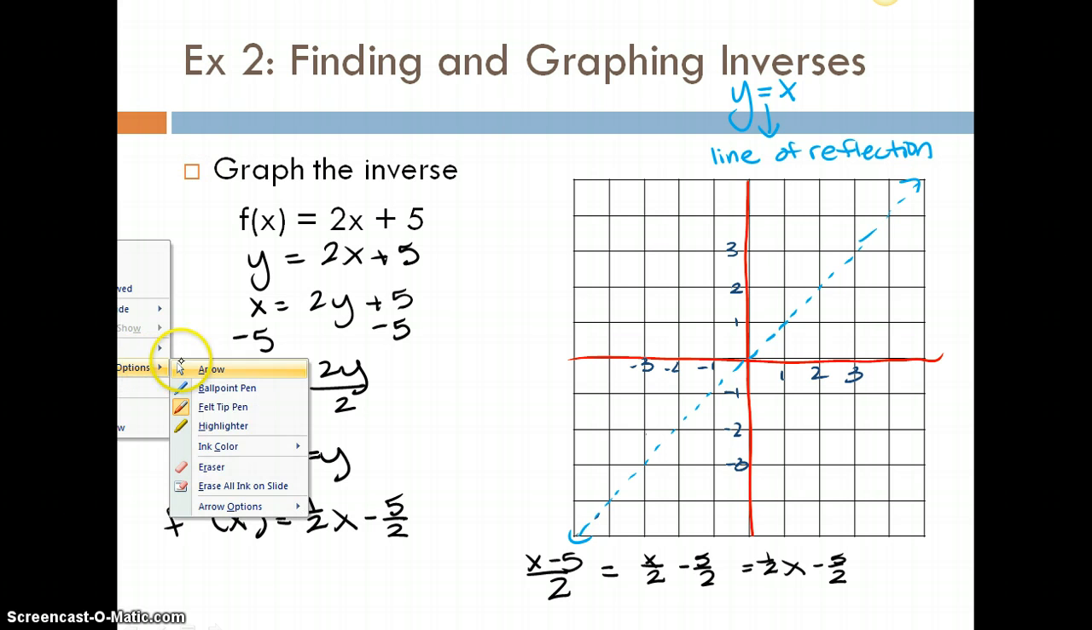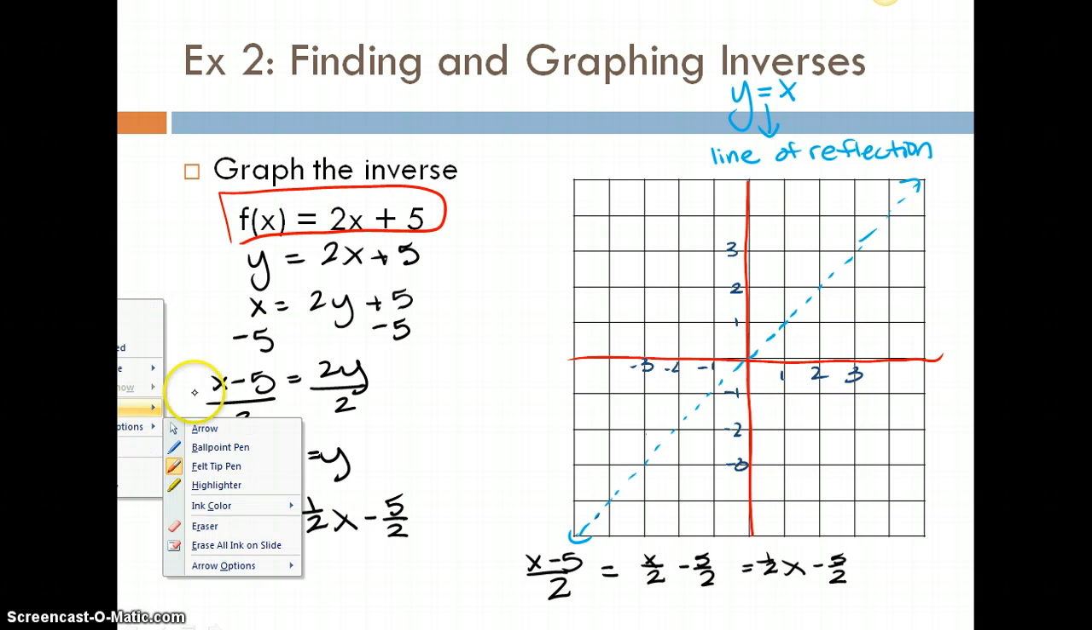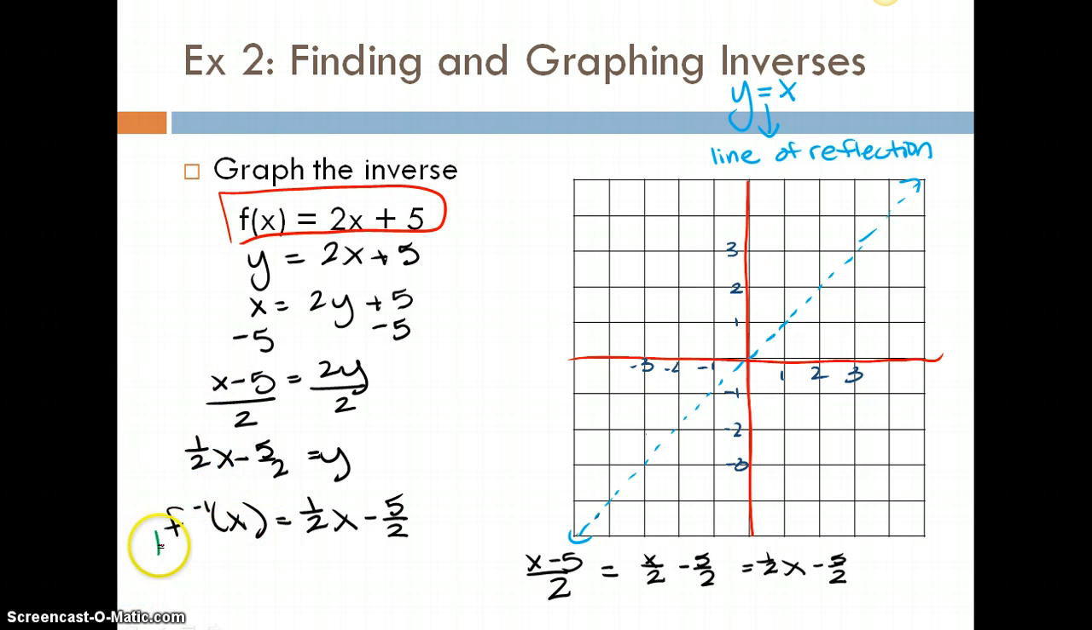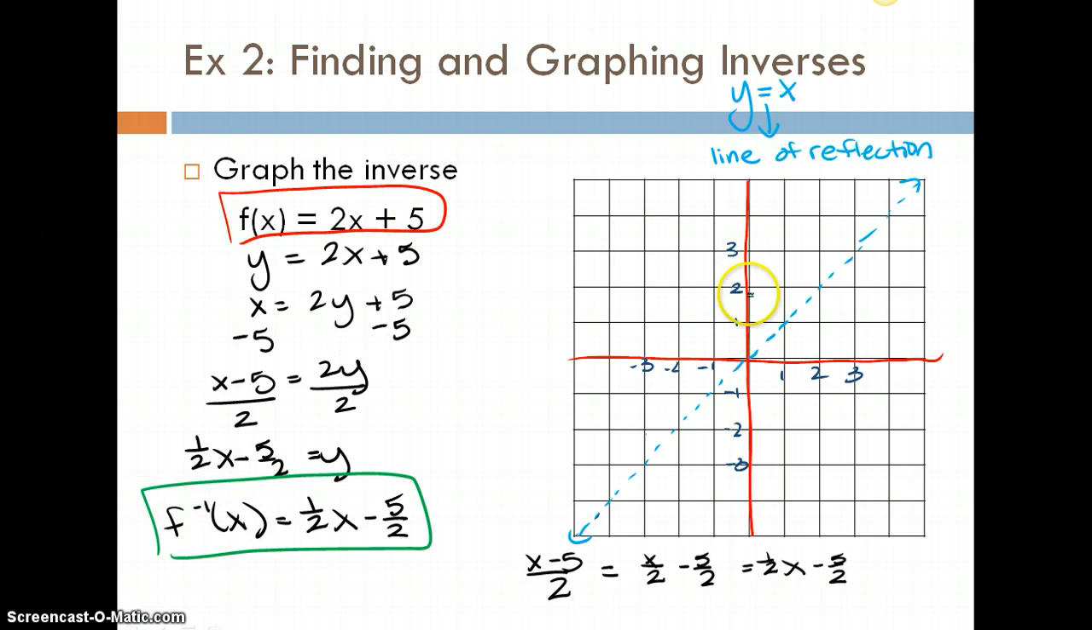I'm going to graph my two graphs in two separate colors so that you can see the difference between the two. We'll graph the original in red and the new one in green. Okay? So let's do the original question first. It goes up to 5, and then its slope is 2, so either up 2 to the right 1, or down 2 to the left 1.